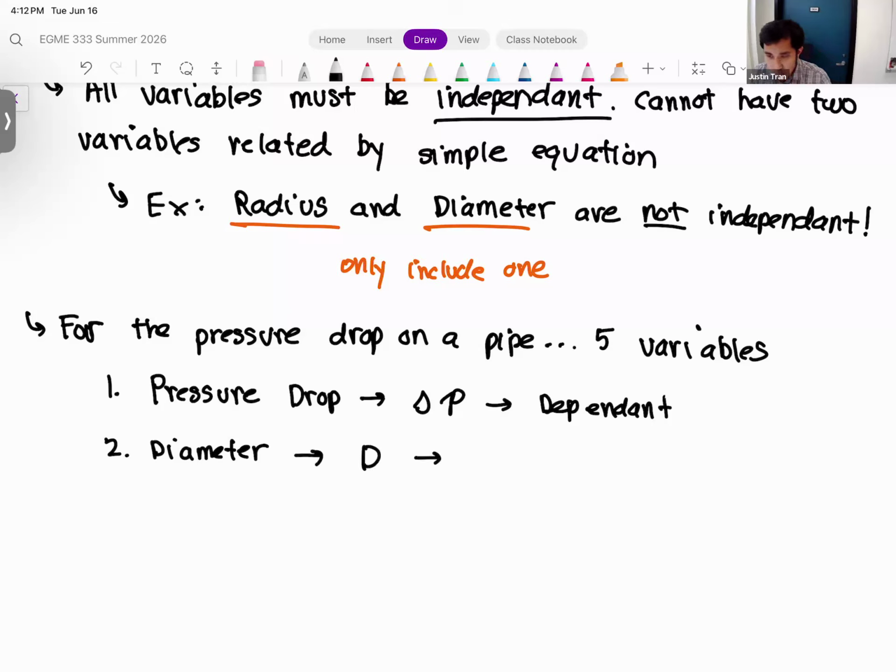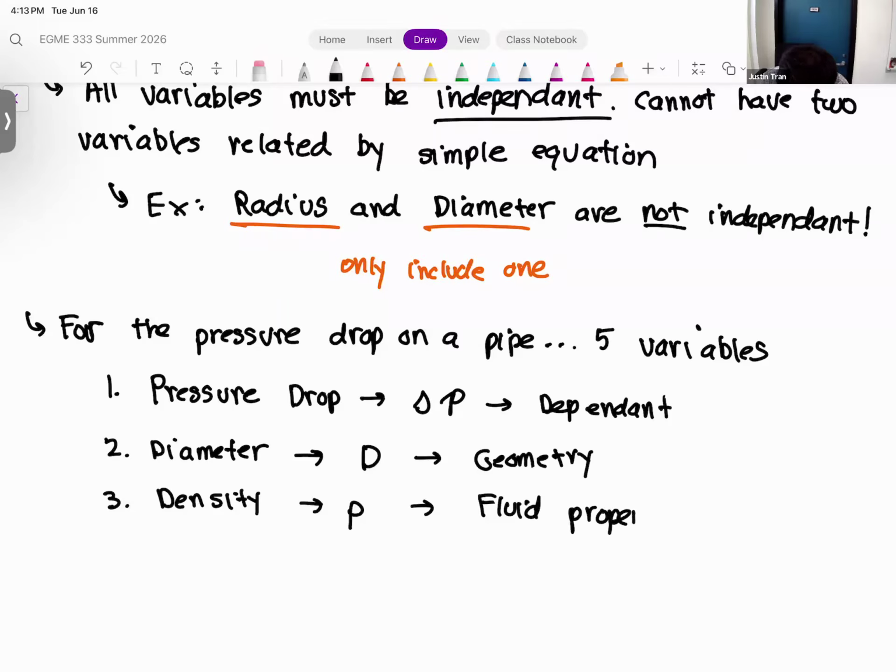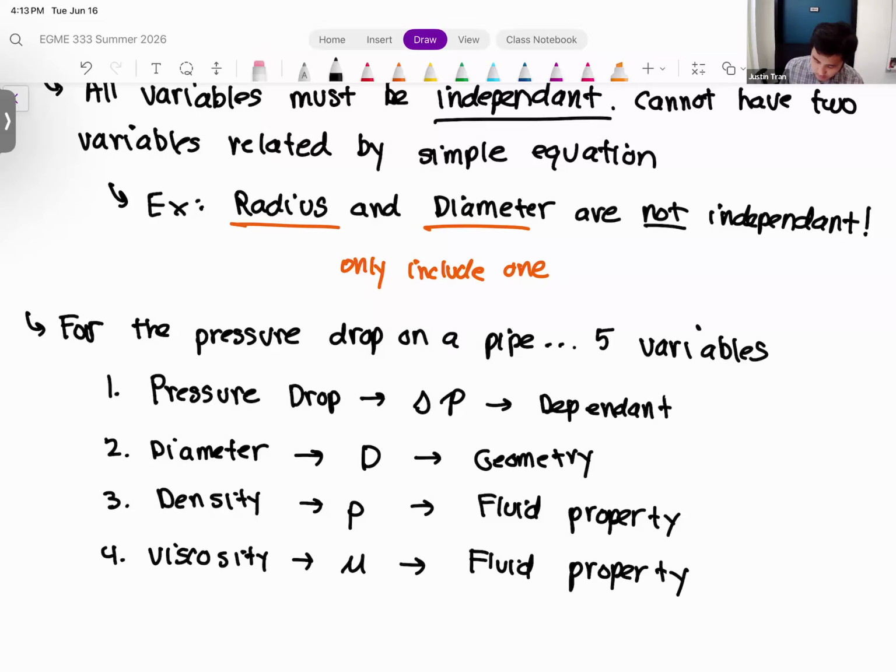All right, next we have the diameter. That is the geometric quantity that we've chosen, so I would classify the diameter as part of the geometry of the system. Next, we have the fluid density, rho, and I would characterize that as a fluid property. Next we have the viscosity, mu, and I would also characterize this as a fluid property.